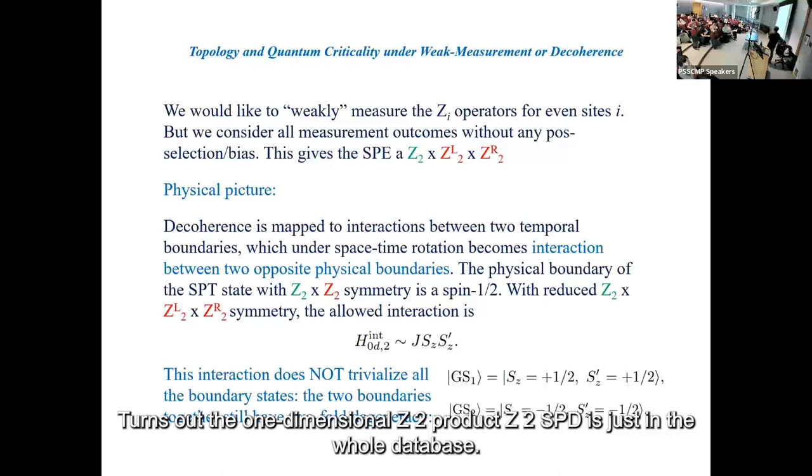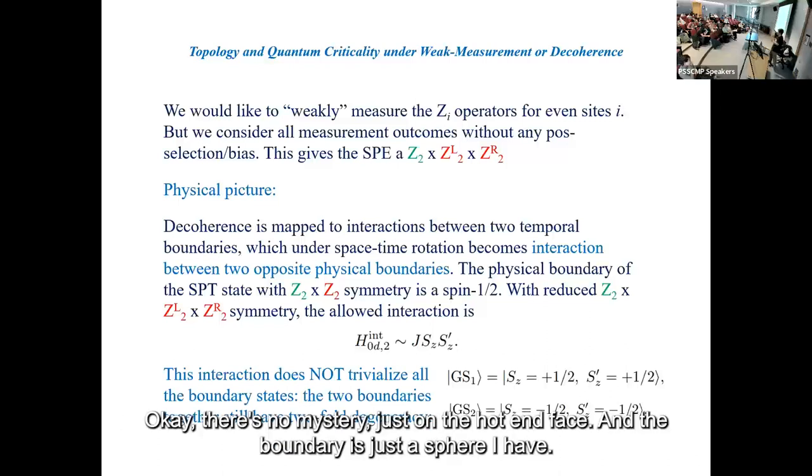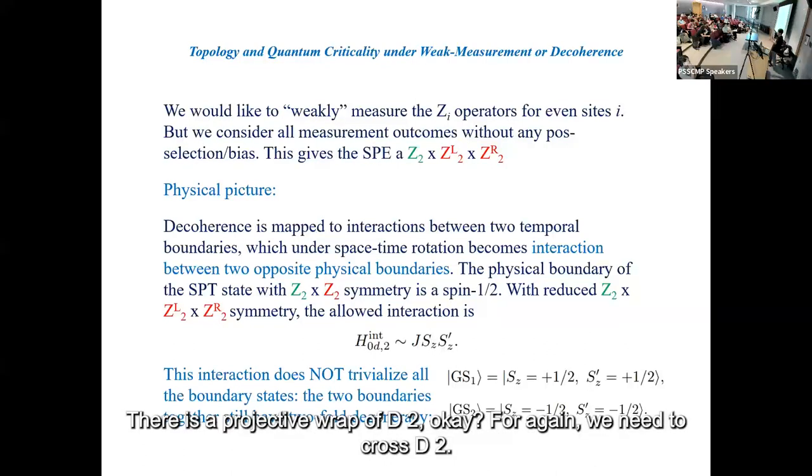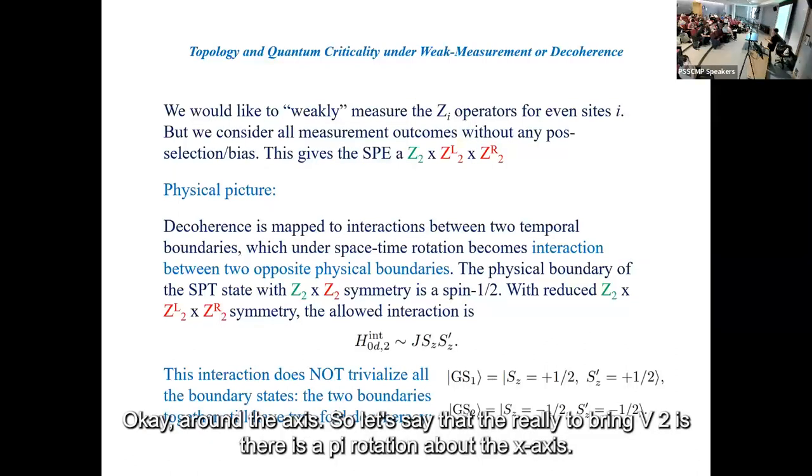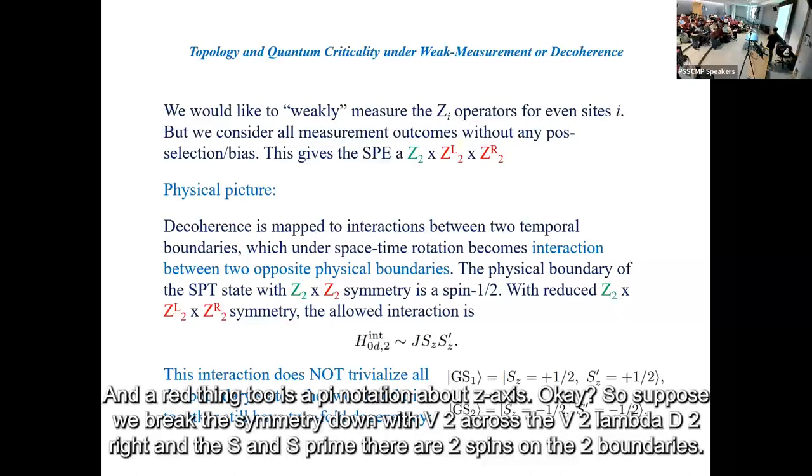Turns out the one-dimensional Z2 cross Z2 SPT is just the Haldane phase. It's no mystery. And the boundary is just a spin 1/2. It's a projective representation of Z2 cross Z2. One Z2 can be viewed as a pi rotation around the x axis, and the other Z2 is a pi rotation around the z axis. So let's say that the green Z2 is a pi rotation about the x axis, and the red Z2 is a pi rotation about the z axis.